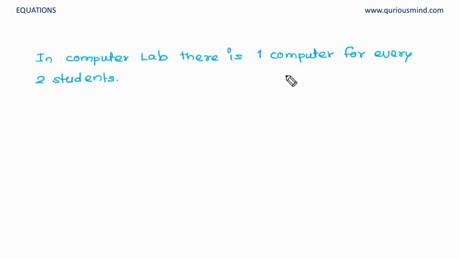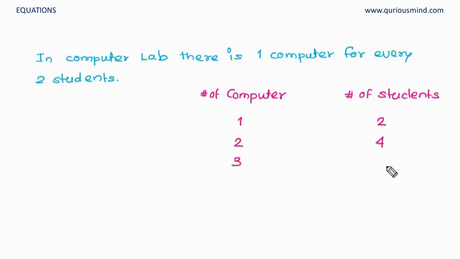So in a computer lab, there is one computer for every two students. So if we just see the relation between computers and students, number of students and number of computers. If the lab has one computer, we can accommodate two students. If the lab has two computers, we can accommodate 4 students. If the lab has 3 computers, we can accommodate 6 students. And so on. We know if the lab has n computers, then how many students can we accommodate?